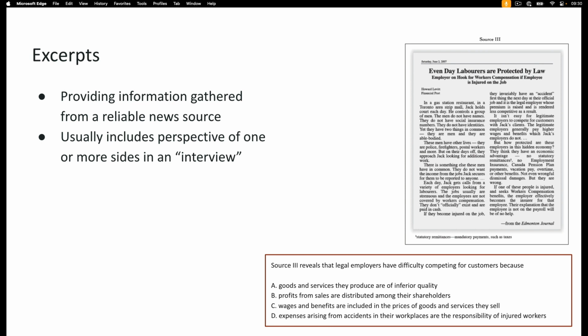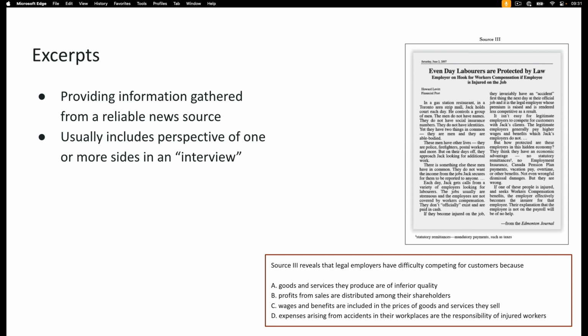Reading from excerpts is another popular one. So taking an article from a newspaper, the information here is coming from a reliable source. Usually this is done in an interview. Sometimes it's going to be asking, what is the overall message of this excerpt? What is the overall idea? So having your knowledge from content here is going to be really important.